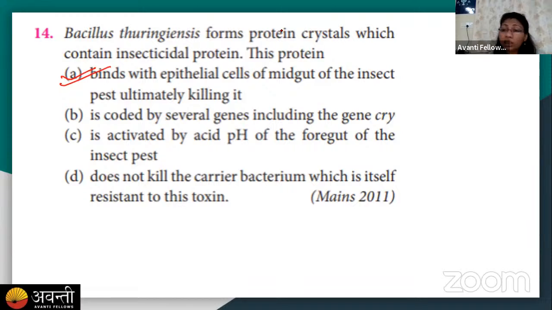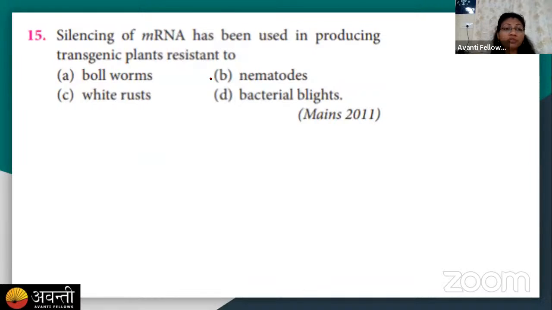We know here the Bt toxin crystals are formed. And whenever the insect bites the plant, those crystals of Bt toxin enter the gut of the insect, and due to the presence of alkaline pH, those crystals get activated, or we can say the toxin gets activated, and causes the lysis of the midgut of the insect, due to which the insect dies because of starvation, right? Okay, let's move to the 15th question.